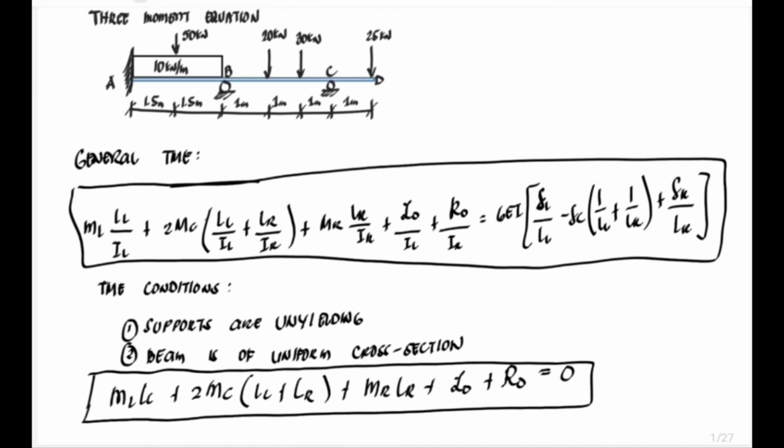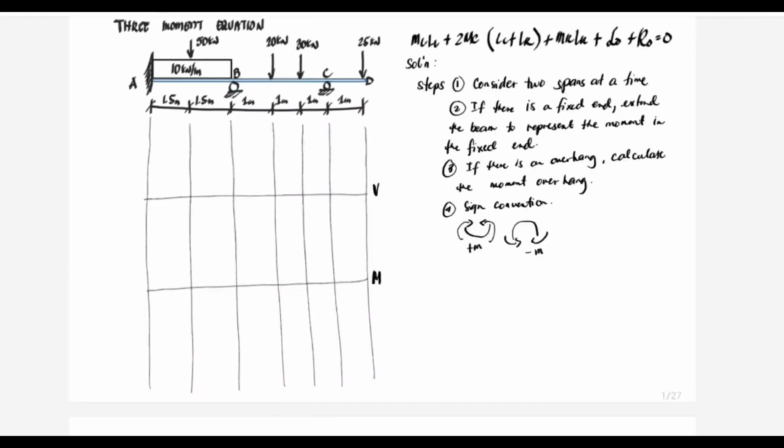Okay? Next, what if itong example natin ay naka-fix? So, may mga steps naman tayo on how to determine this equation or paano natin isasatisfy yung conditions natin na dapat unyielding. Draw the shear and moment diagram of the continuous beam loaded as shown in the figure. So, we have two conditions na dapat i-consider sa ating TME. Number 1, supports are unyielding, and number 2, the beam has uniform cross-section.